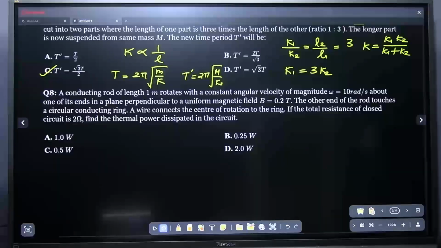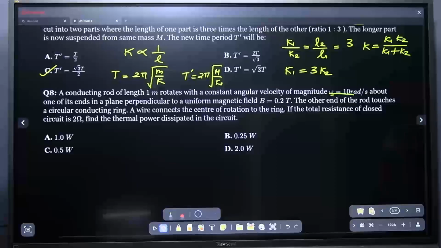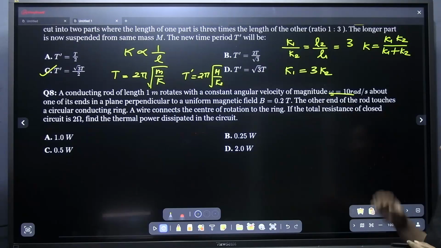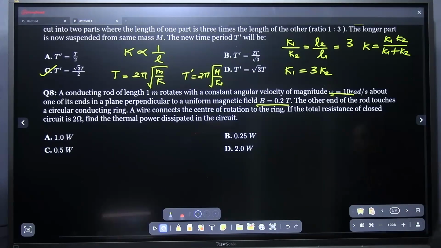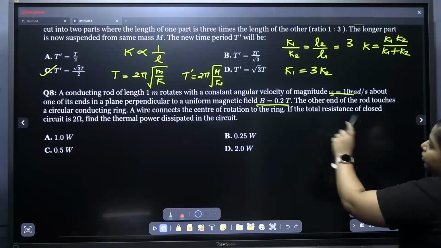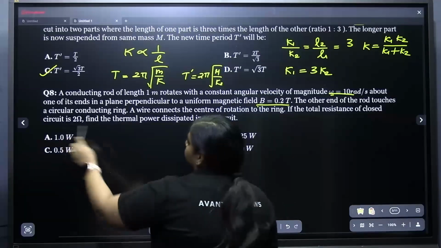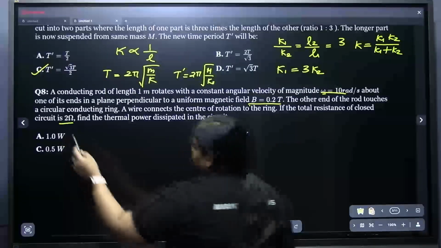Next one. A conducting rod of length 1 meter rotates with a constant angular velocity of magnitude omega equal to 10 radian per second about one of its ends in a plane perpendicular to the uniform magnetic field B equal to 0.2 Tesla. The other end of the rod touches a circular conducting ring. A wire connects the center of rotation to the ring. Total resistance of the circuit is 2 ohm. Find the thermal power dissipated in the circuit.